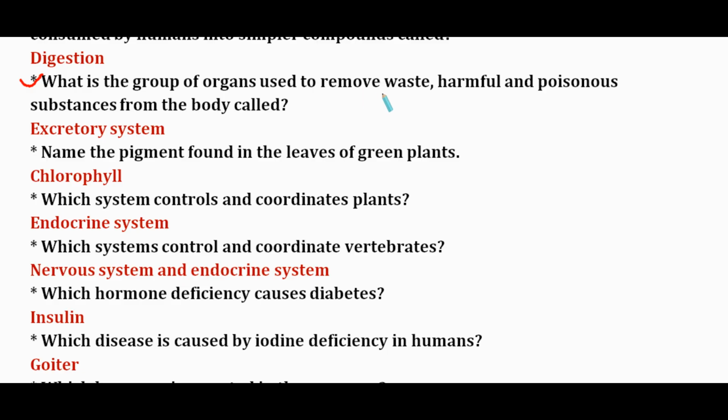Next question. What is the group of organs used to remove waste, harmful and poisonous substances from the body called? It is excretory system. Name the pigment found in the leaves of green plants. This is chlorophyll. Which system controls and coordinates plants? Endocrine system. Which systems control and coordinate vertebrates? Nervous system and endocrine system. Which hormone deficiency causes diabetes? Insulin. Which disease is caused by iodine deficiency in humans? Goiter.